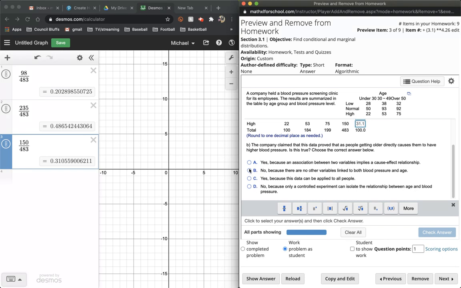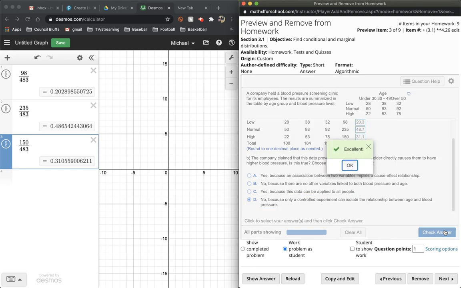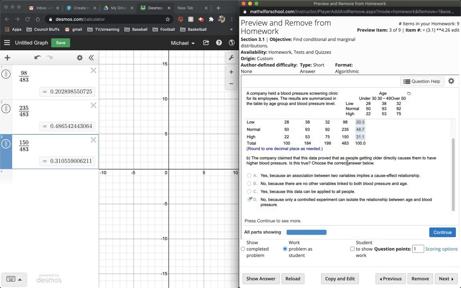So just no, so it would have to be B or D. Now, B contradicts what I just said: no other variables linked to both. No, the point is there are other variables besides how old you are. So B can't be the right answer, so it's got to be D. No, because only a controlled experiment can isolate the relationship between age and blood pressure. So in order to prove a cause-effect relationship, you have to do a scientifically controlled experiment, basically like your classic scientific method. Okay, so that is it for number 3.